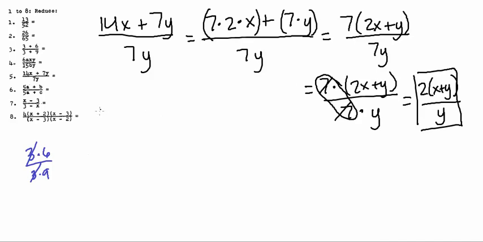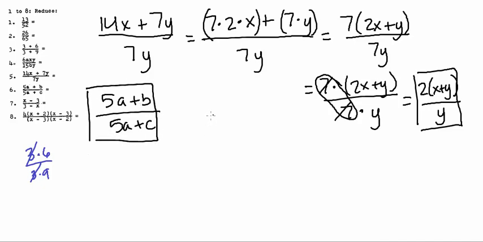Okay, let's take a look at number 6. So number 6 says 5a plus b over 5a plus c equals what? So in this case, it's actually very interesting, but the numerator doesn't have any common factors. There's nothing that we could bring out front, and the same thing is true of the denominator. So here, we actually can't reduce this. This fraction is reduced. So in this case, we would just write it as is, and that would be our answer.